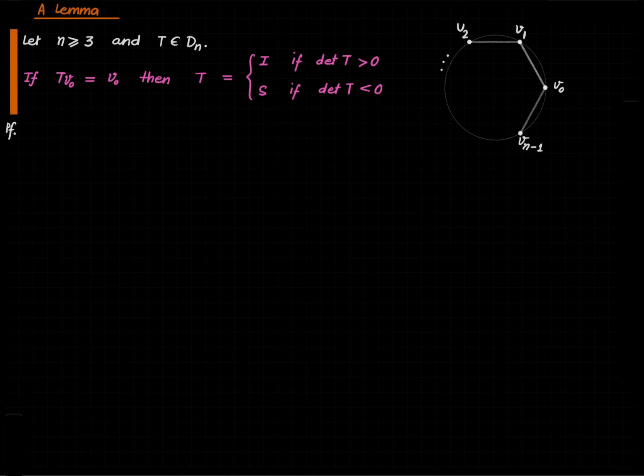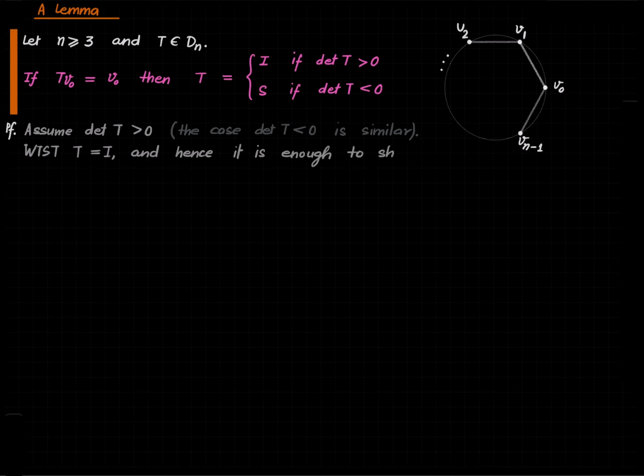So how do we do this? Assume the determinant of T is positive, and the case when the determinant is negative is an exercise. All right, and we want to show that T is the identity, and hence it is enough to show that T of V1 is equal to V1.